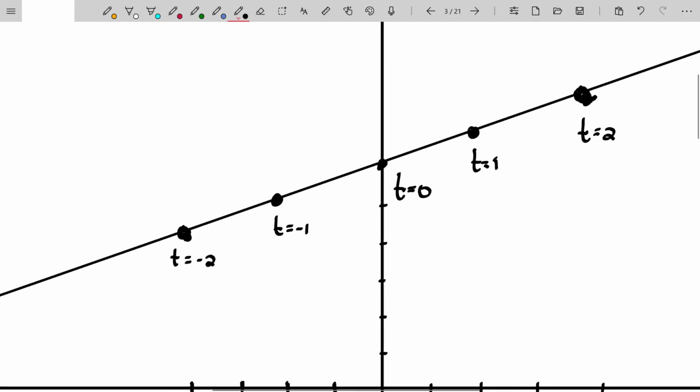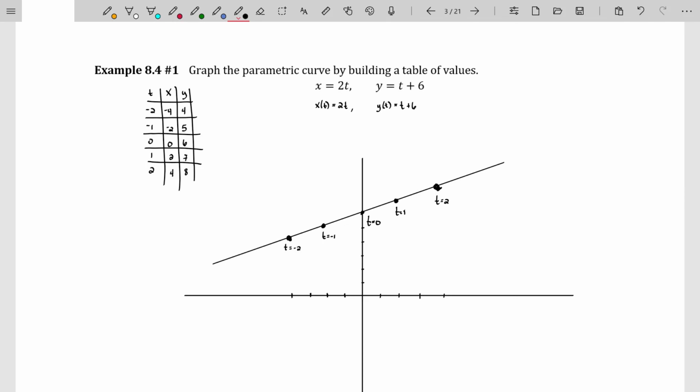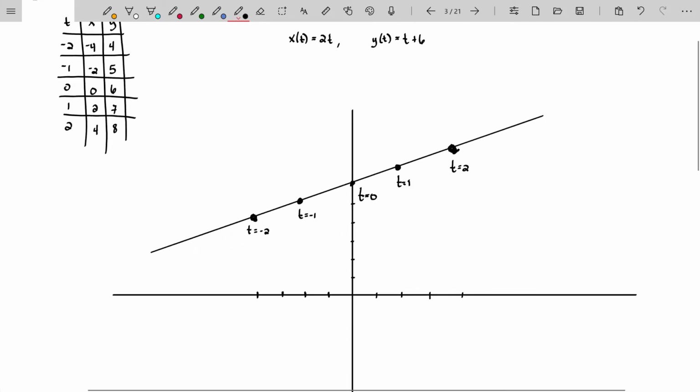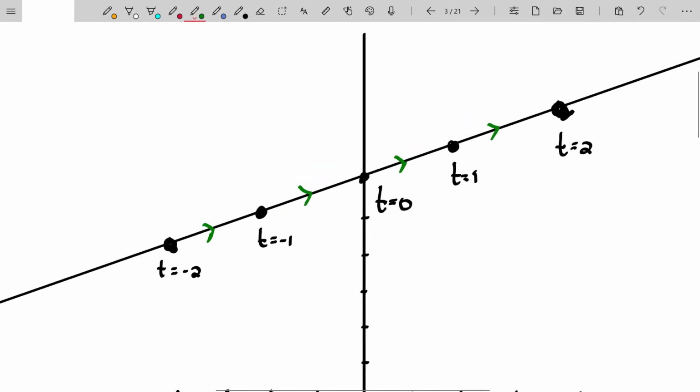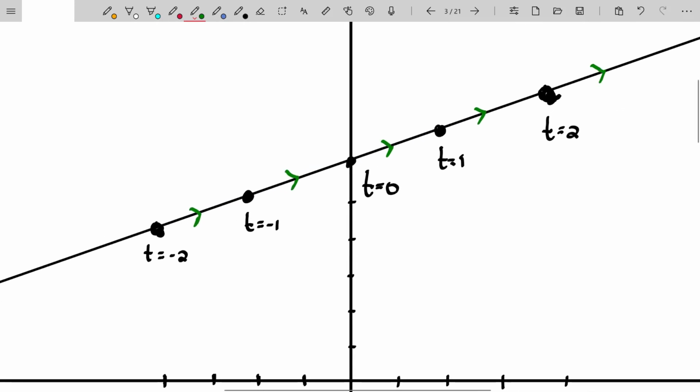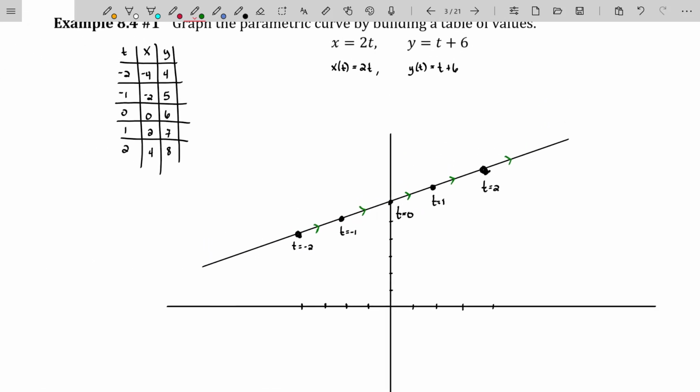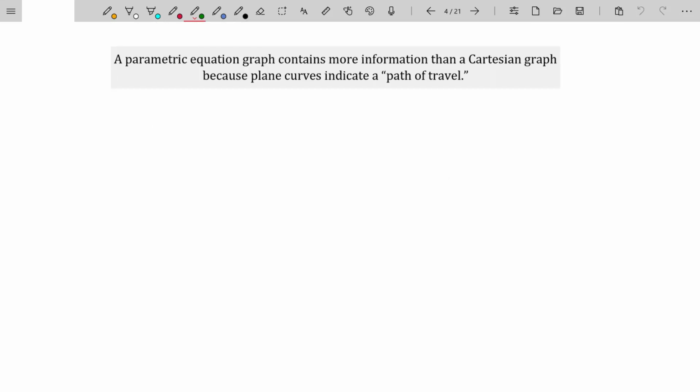So the graph of this set of parametric equations, or in other words, the plane curve or parametric curve that we get, is a line. Not only is it a line, but it's a line with a path of travel. As time moves forward, we use these little arrows to showcase what direction the line is being drawn in. So it gives me an extra piece of information, which is very beautiful. And the punchline is that a parametric equation graph contains more information than a Cartesian graph because plane curves, or parametric curves, indicate a path of travel.